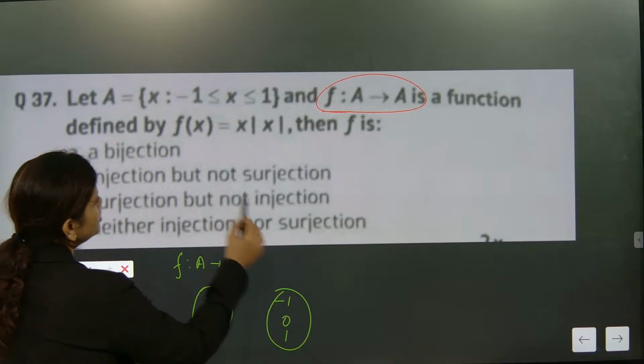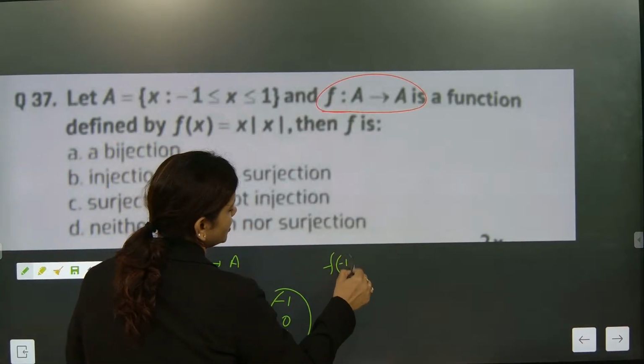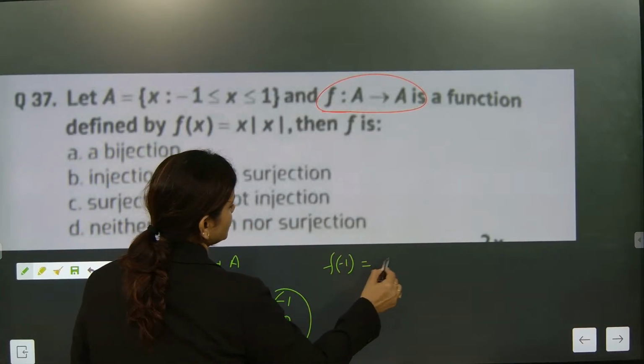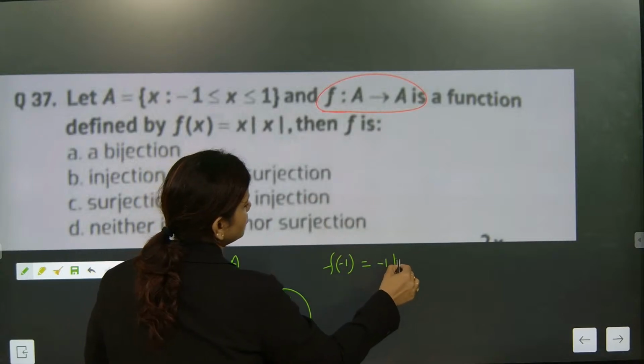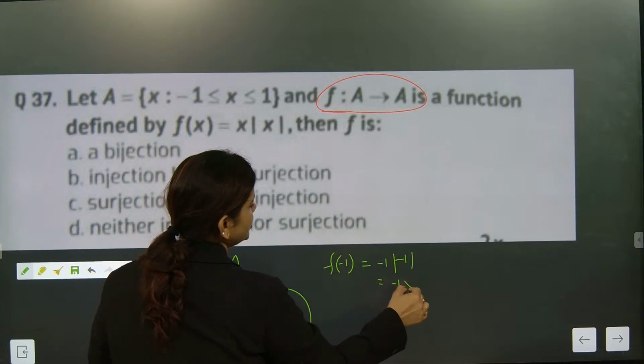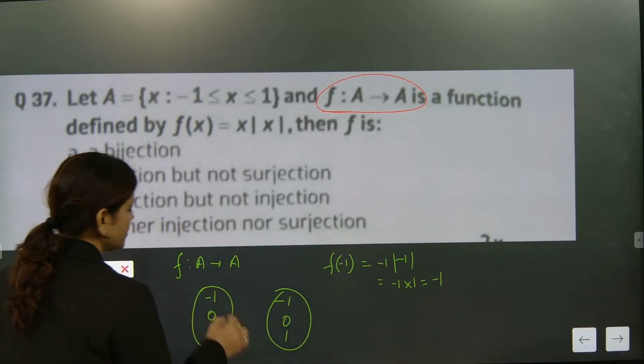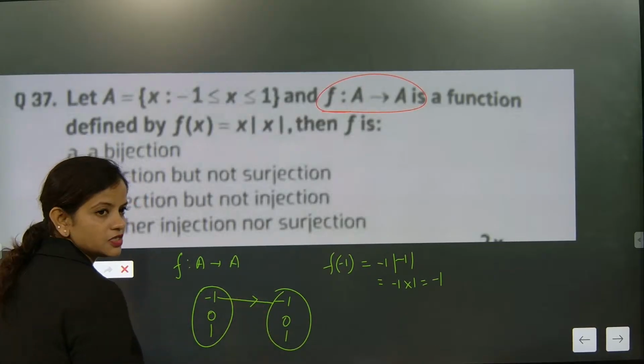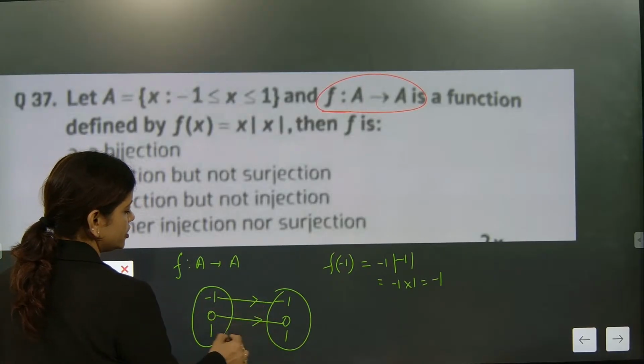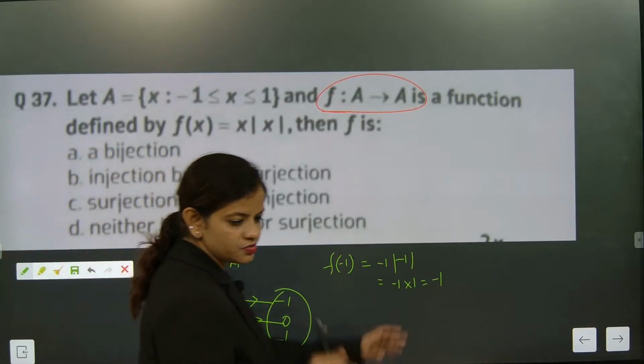Correct? So when you put f of -1, it will become -1 times modulus of -1, that is -1 into 1, which comes as -1. So -1 is mapping with -1. 0 will map with 0. 1 will map with 1. I rest my case.